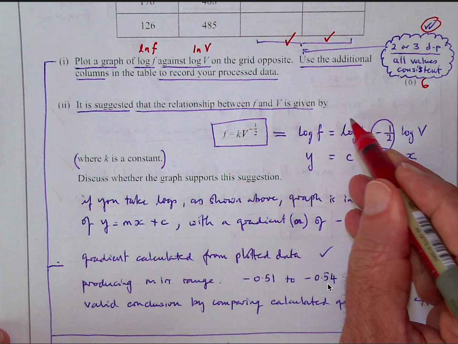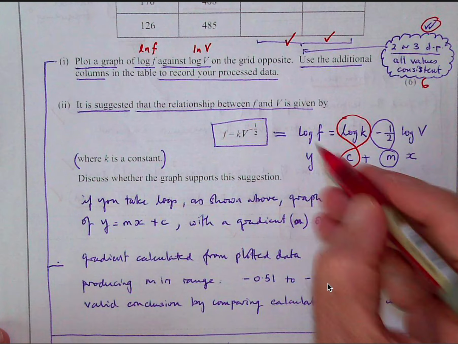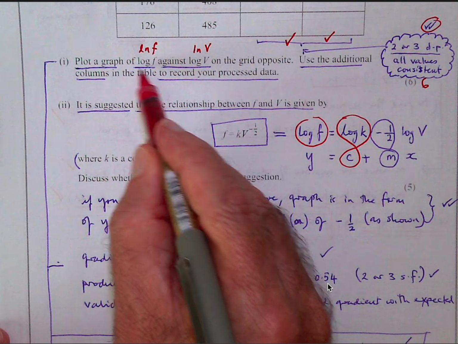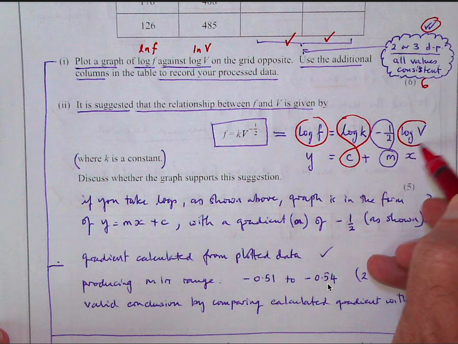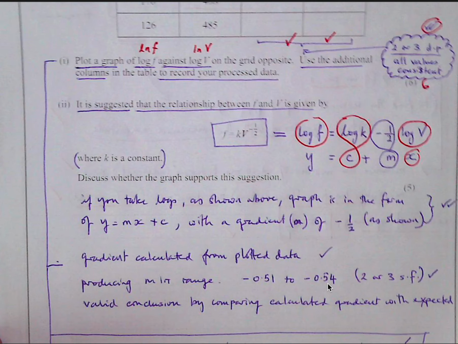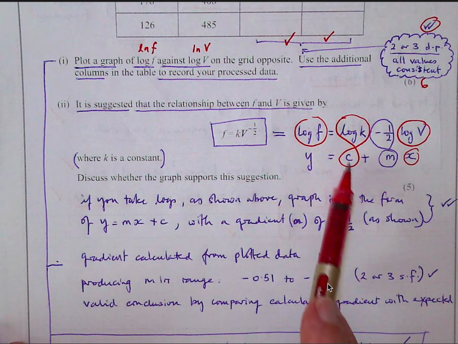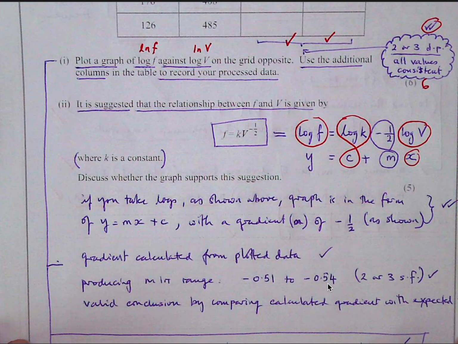Well, this is the intercept c, because that's a constant. We put log f on the y-axis, remember? And we put on the x-axis log v. That means the gradient should be about minus a half. And you saw the two graphs, one was minus 0.51 and one was minus 0.53, the way they'd calculated it. So you have to discuss where k is a constant, so that's the intercept. You have to discuss whether the graph supports this suggestion.